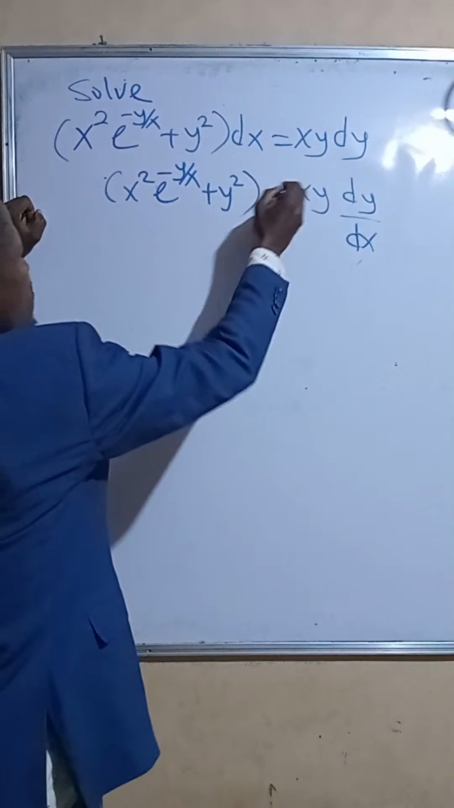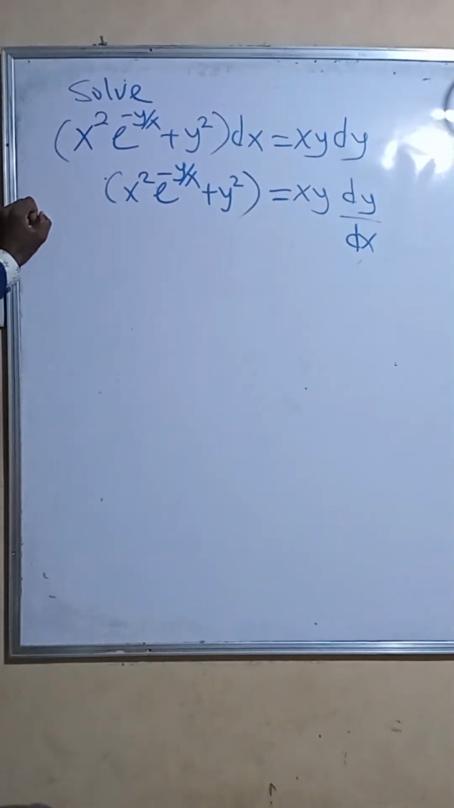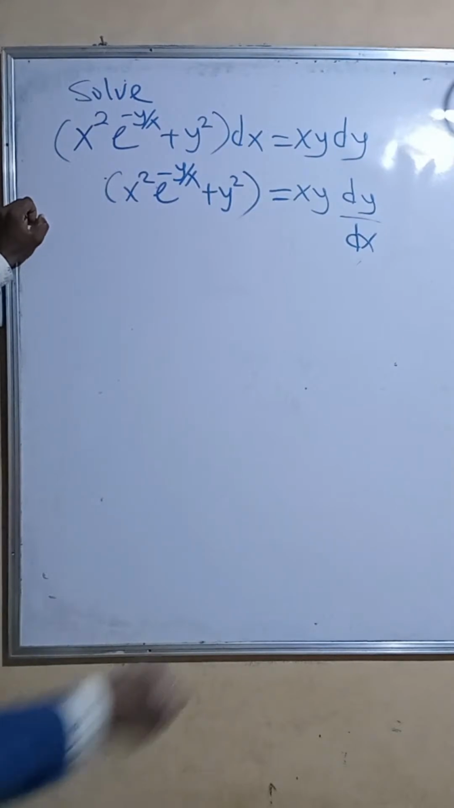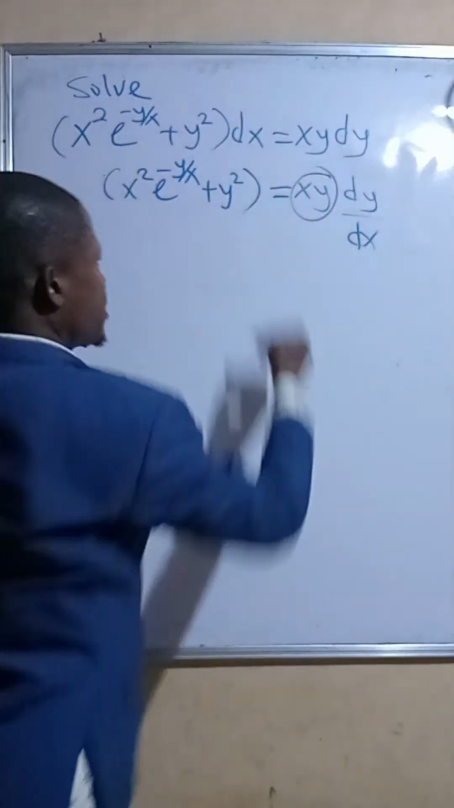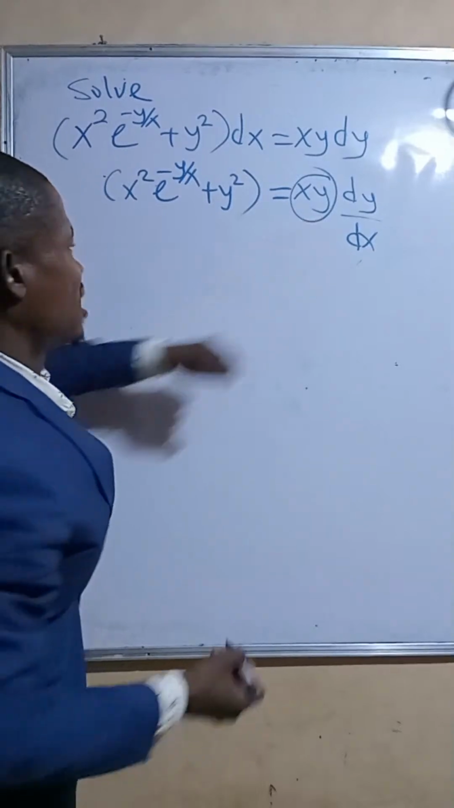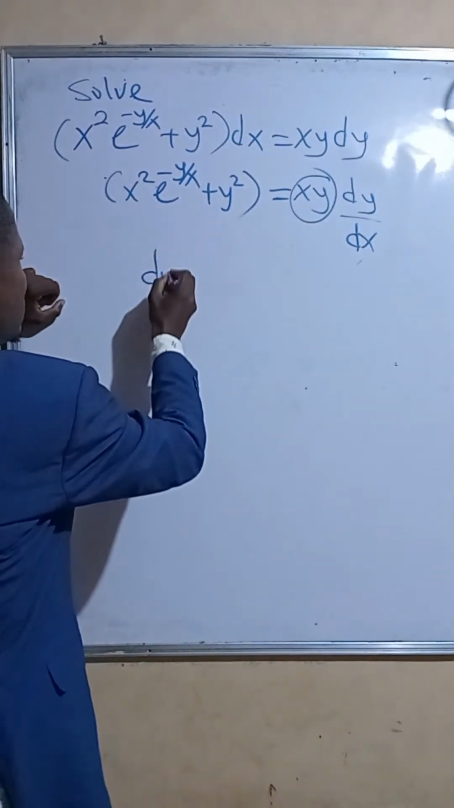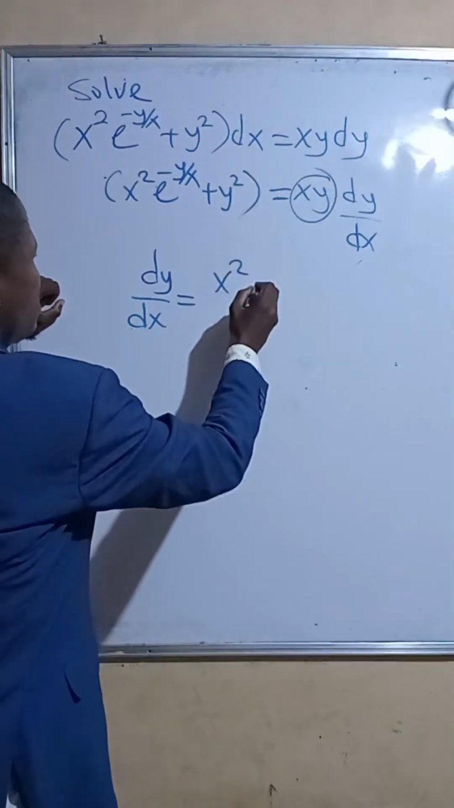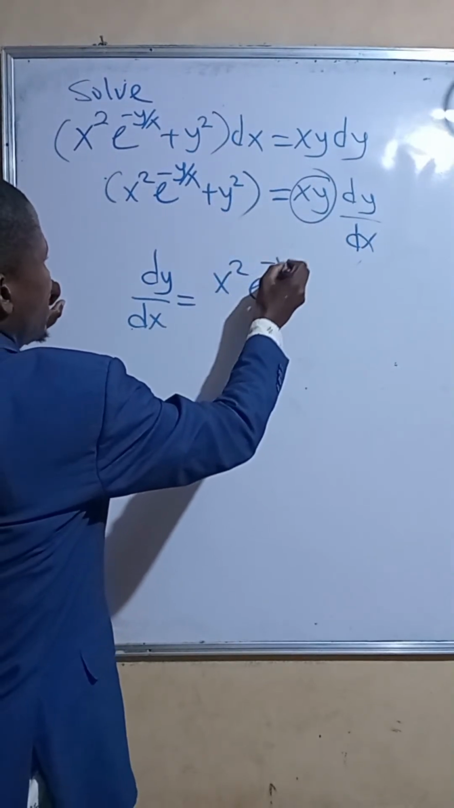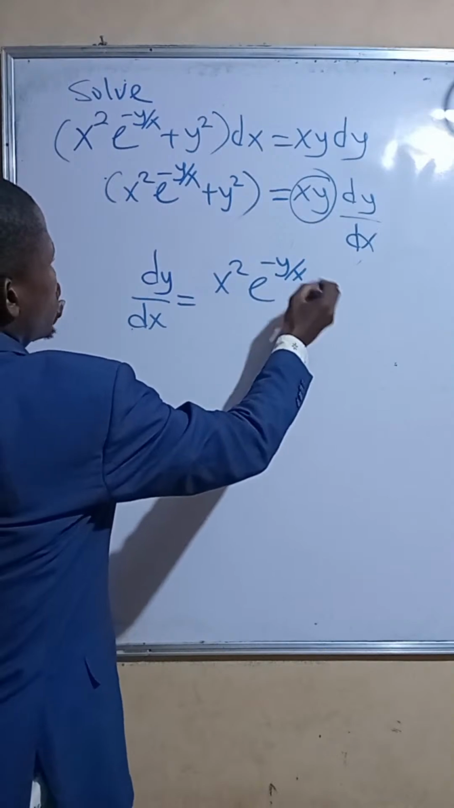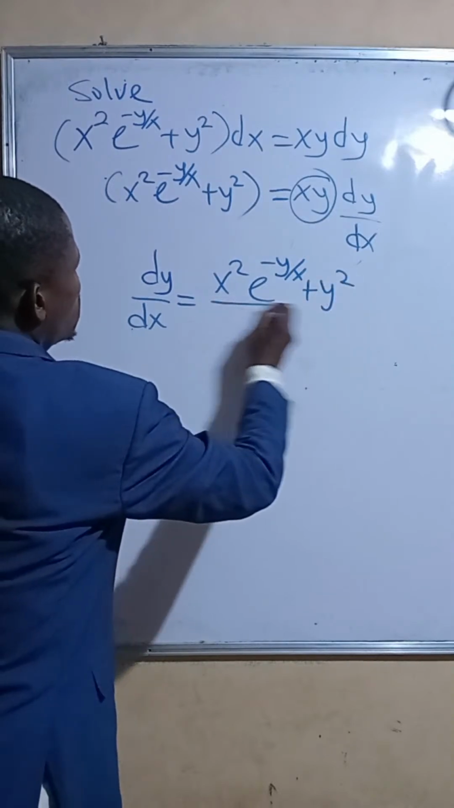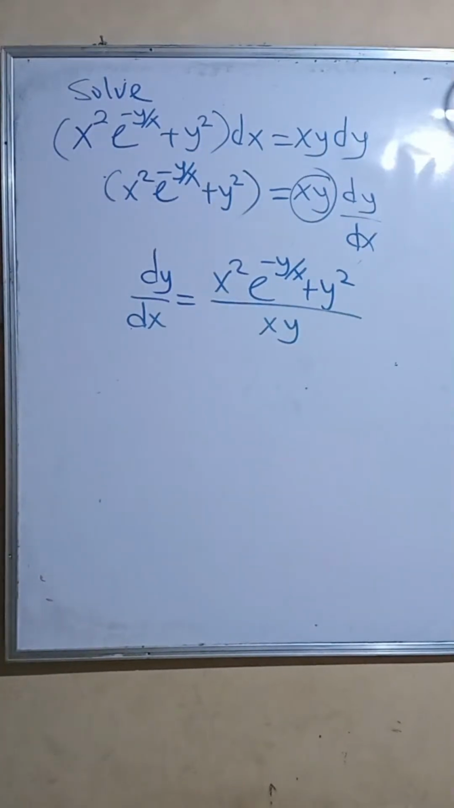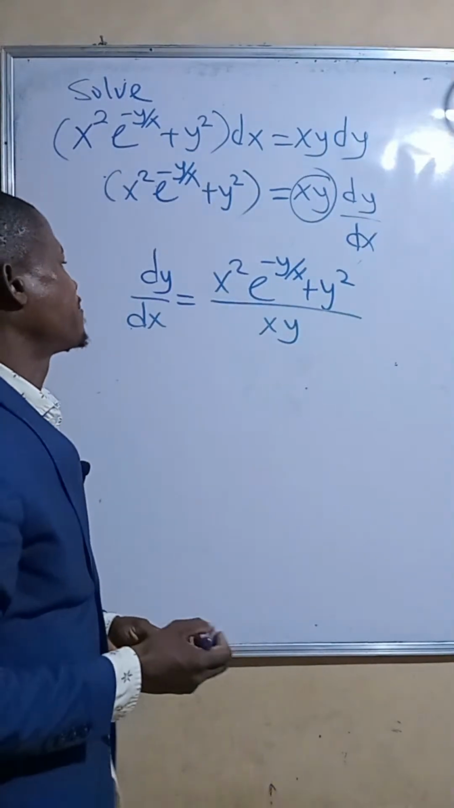So that's the first thing to do. You want to make the dy dx the subject. So then remove this one from here so that you can have your dy dx at one side. So your dy dx is equal to what? Is equal to x squared e to the power minus y over x plus y squared over xy. So we've achieved step 1.